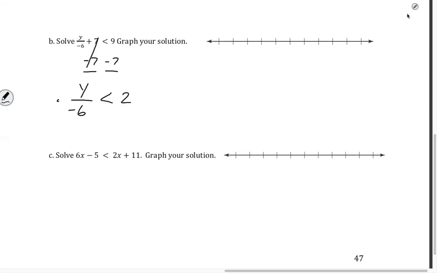Now, to get rid of a divide by -6, I multiply by -6. And I'm going to star this step because I'm multiplying by negative. So I need to flip sign. So these cancel. Why? Flip your sign. -12.